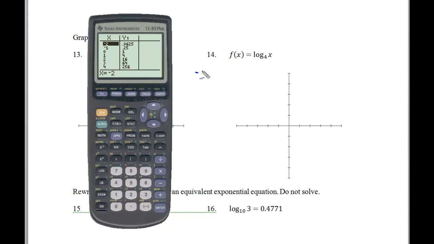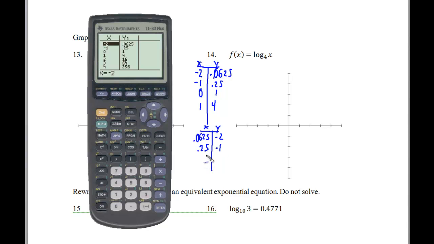So what we have is, this is my x and this is my y. Negative 2, negative 1, 0, and 1. I'm not going to go further than that. Negative 2 is 0.0625. Negative 1 is 0.25. 0 is 1. 1 is 4. Now, the second step is to flip the x and y. So here's my x and y. I'm going to flip them around. 0.0625 and negative 2. 0.25 and negative 1.